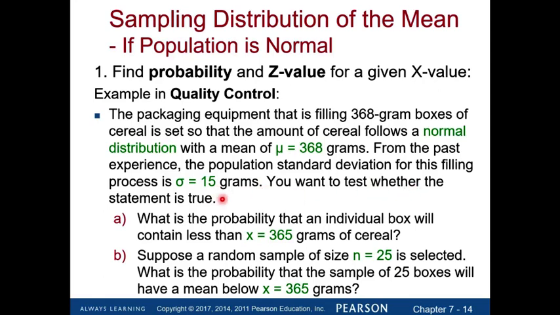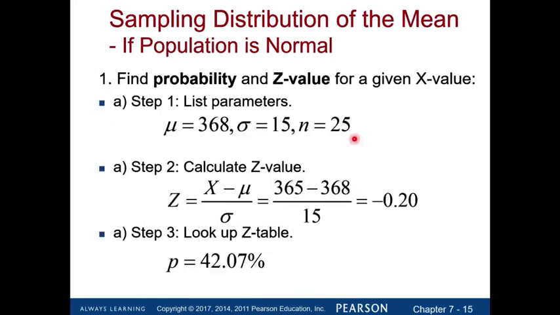Question A: what is the probability that an individual box will contain less than 365 grams of cereal? This question can be answered easily with your previous knowledge from the previous chapter on normal distribution. It has nothing to do with today's class. If you look at the solution, you should be pretty familiar with it.